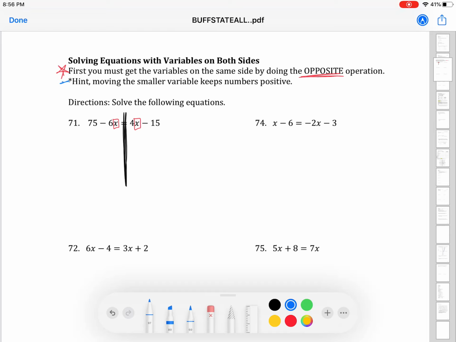I have a little hint right here for you that moving the smaller variable will always keep numbers positive. So if you're the kind of person that's afraid of negatives, you would want to move the smaller of the two over, but you won't be wrong if you do it the other way. This first example, I'm actually going to show you both ways. Okay, so first I'm going to show you with my hint moving the smaller variable. So I have a negative 6 compared to a positive 4. The negative's always going to be the smaller of the two. So to move a negative 6x to the other side, I'm going to add 6x to both sides.